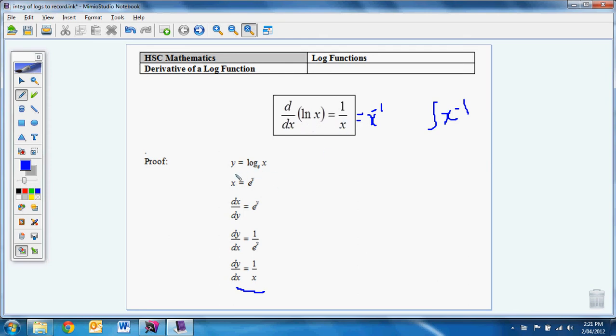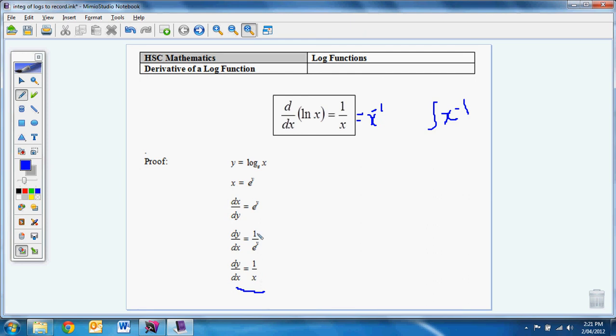Here's the proof. So if we start with y is equal to natural log of x. To do this proof, we change it around to an exponential. So we use our definition of our logarithm to put it in that form. So now dx/dy is equal to e to the y, because we derive x with respect to y. If we swap dx and dy around, so we take the reciprocal there, we take the reciprocal on the right hand side as well. So that becomes 1 over e to the power of y. And e to the power of y, as we said before, we defined it as x. So dy/dx is equal to 1 over x. So there's a derivative of y with respect to x, and there's our derivative.